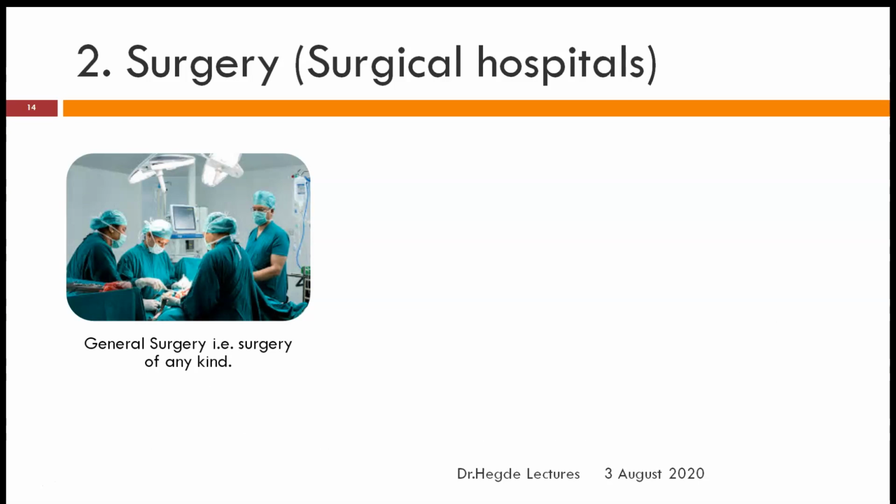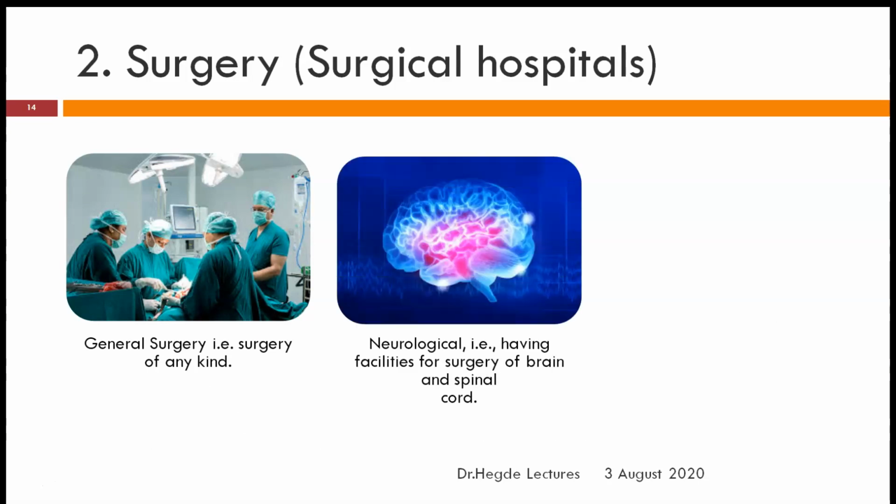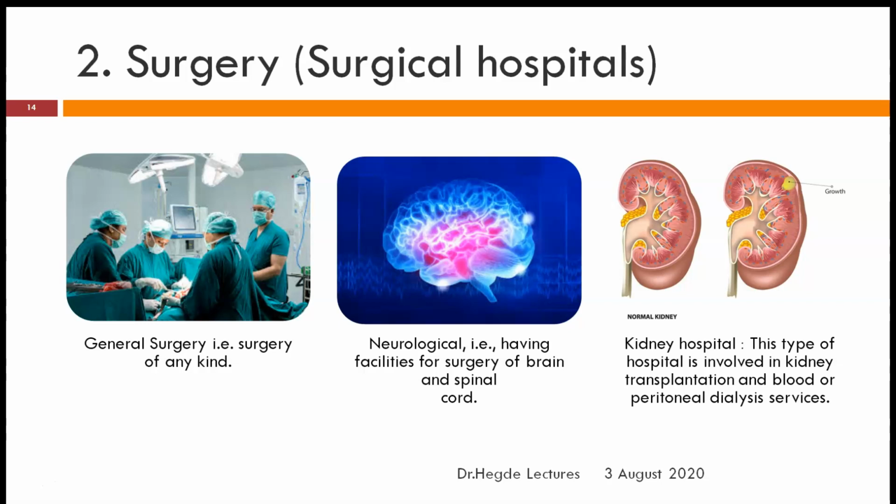Now, we can see general surgery, a surgery of any kind, and neurological surgery, having facilities for surgery of the brain and spinal cord. And kidney hospital, this type of hospital is involved in kidney transplantation and blood or peritoneal dialysis services, where the kidney is not functioning properly, so they may put the patient on dialysis.